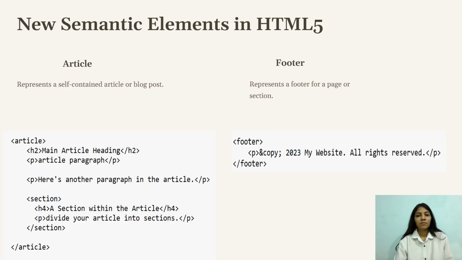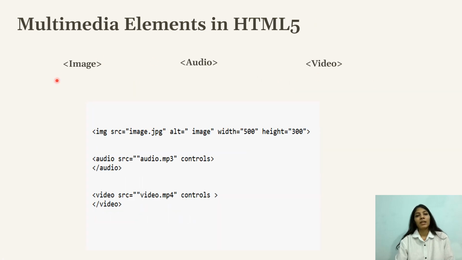Then there is the article tag. If you want to write something independent from our main web content, we have to use the article tag. And for the footer tag, header tag, these kinds of tags we can use. For multimedia, HTML5 has introduced the image tag, img, like this. We can write it, which is a self-closing tag, then the audio tag and video tag.